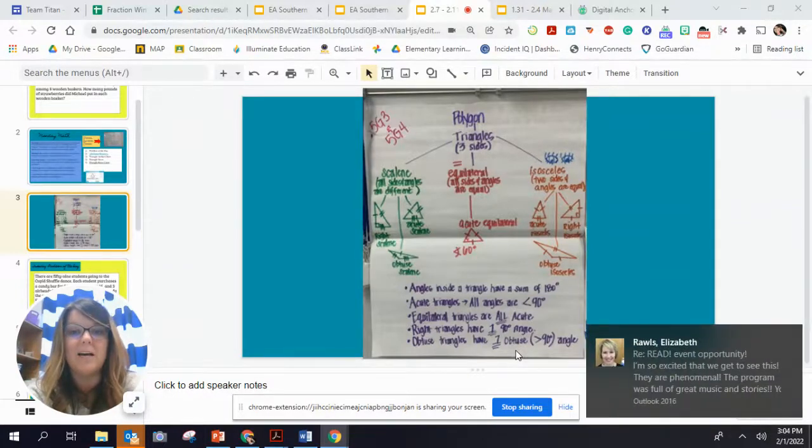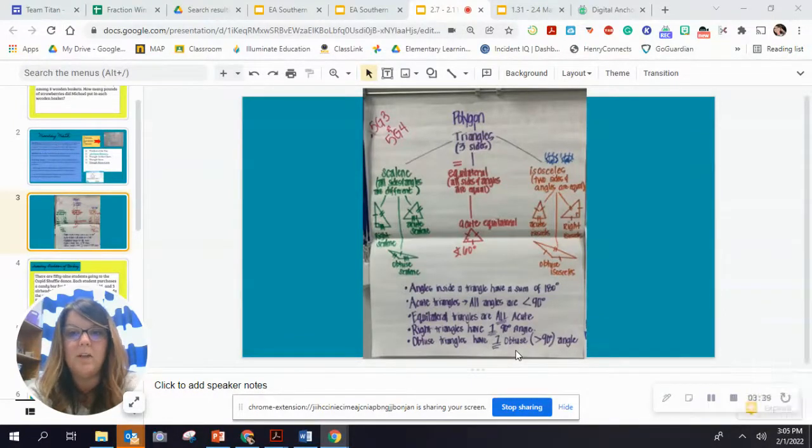They can be classified by sides as scalene, which means that all the sides are different, equilateral, which means that all the sides and angles are the same or equal, just like the name sounds, or isosceles. In isosceles triangles, that means that two sides and two angles are equal. I remember isosceles because I have two eyes, and isosceles have two equal sides and angles.